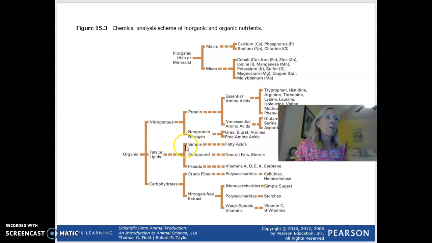And then our fats can be simple fatty acids, or they can be compound fats, or they can be pseudo fats, which are actually the fat soluble vitamins. And then we can take carbohydrates and break them into the two that I said, the simple and the complex, which is crude fiber, which is hard to digest. And then we have the nitrogen-free extract, which is monosaccharides, simple sugars like sugar, and polysaccharides, which are also easy to digest, and that's what most grains are, starches. And then we also have the water-soluble vitamins.